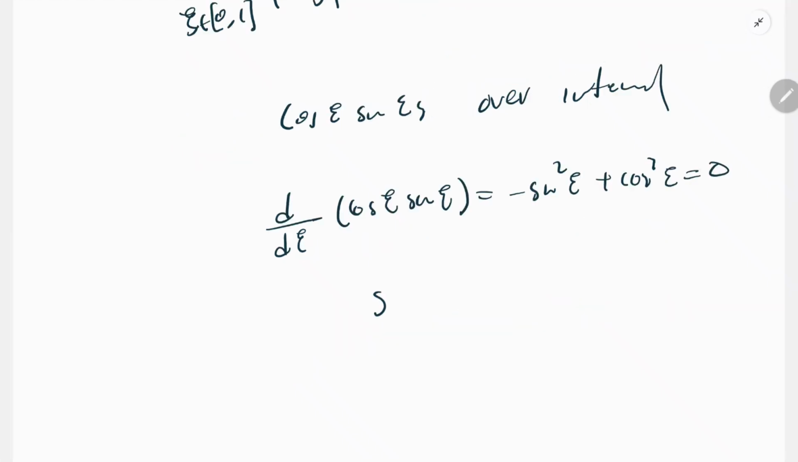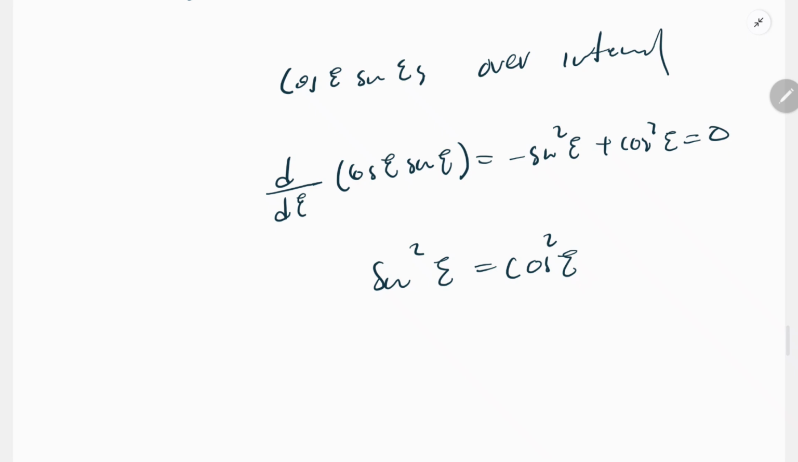Set this thing equal to 0, then I'll have sine squared psi equals cos squared psi. Forgive my psi's, please. And then you can actually divide by this on the other side, then you'll have tan squared psi equals 1.